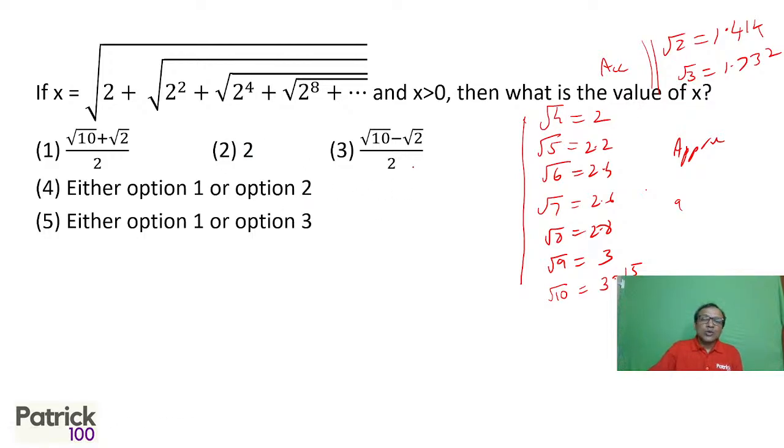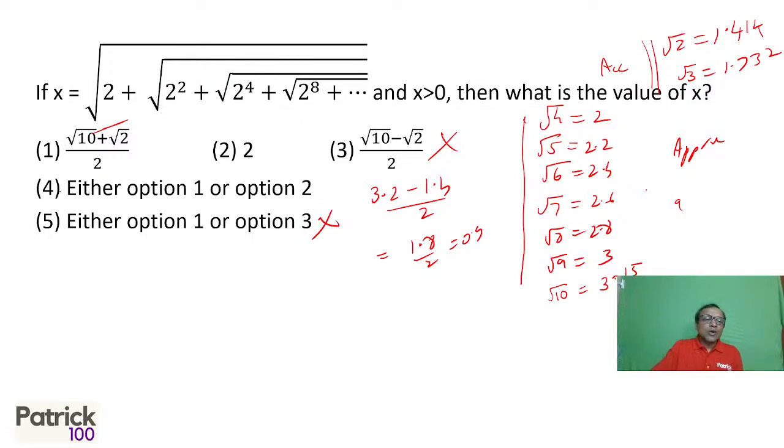Okay, how to solve this? First, I'll look at the options. Root 10, as I said, is about 3.2. 3.2 minus root 2, which is 1.4, upon 2 becomes 1.8 upon 2, which is 0.9. But it's not 0.9 for sure, because root 2 itself is 1.4 and the answer will be bigger than that. So I can eliminate this option. Definitely, the third is not possible. These two options remain.